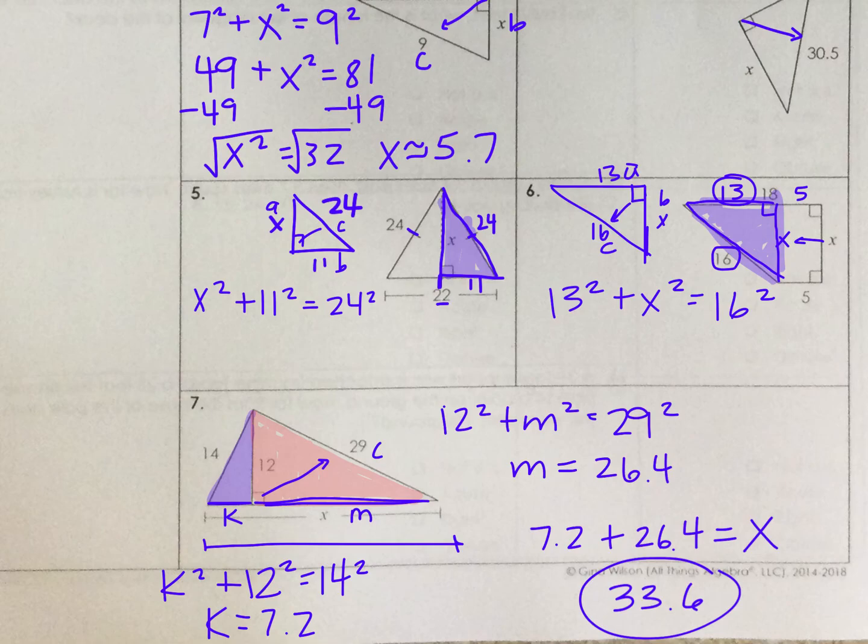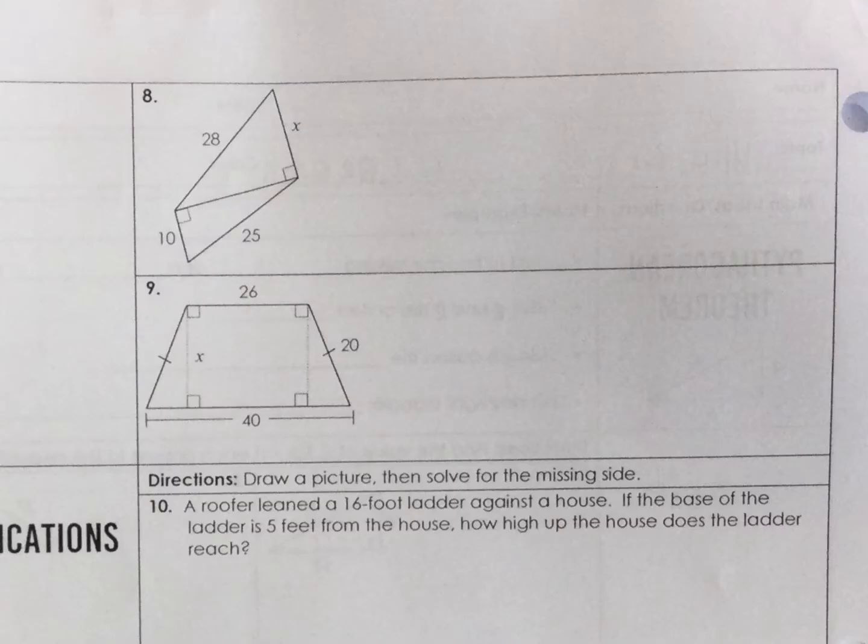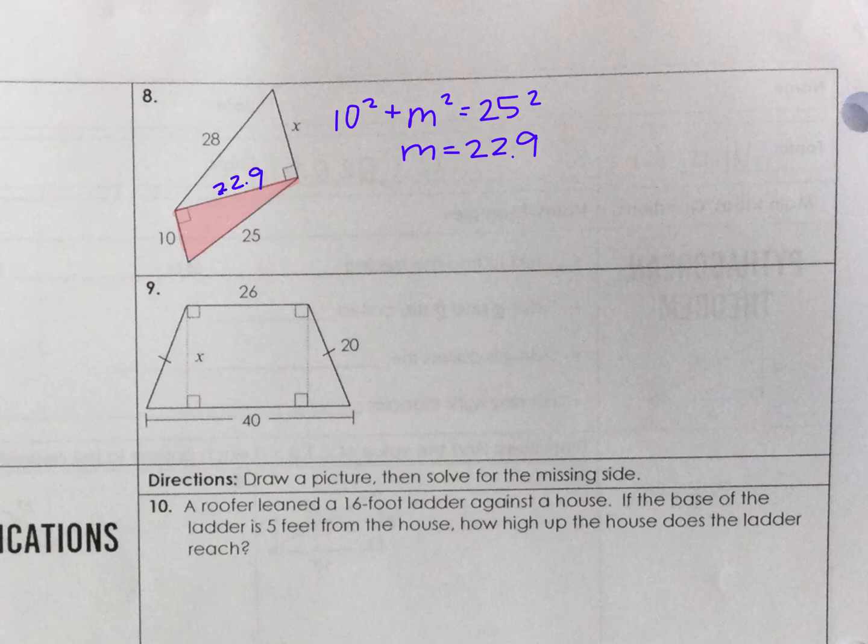Let's flip over to the next page. All right, this one again is going to have two triangles to solve. I'm going to start with the red triangle. I know my 10, my 25, and we'll call this M again. So 10 squared plus M squared equals 25 squared. If I solved that out, I would get M equals 22.9. So we know this is 22.9. Sorry, that's a terrible 2.